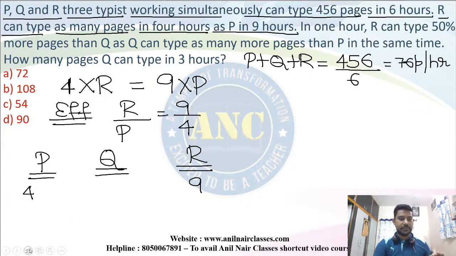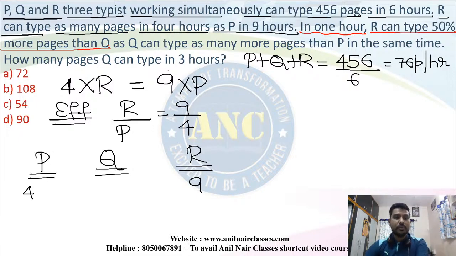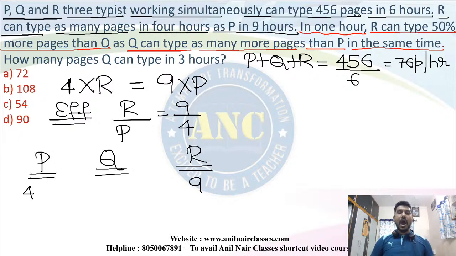Now, this is what we have understood from the given data. The most important statement is the next statement. It is slightly confusing. Please listen to it carefully. In 1 hour, this is also a per hour scenario, R can type 50% more pages than Q, as Q can type more pages than P in the same time. That means however much Q is typing more than P in the same time. Time is absolutely the same. Don't worry about the time factor in this question. Whatever Q is typing more than P, R can type 50% more than Q.